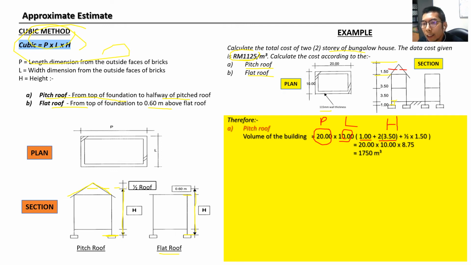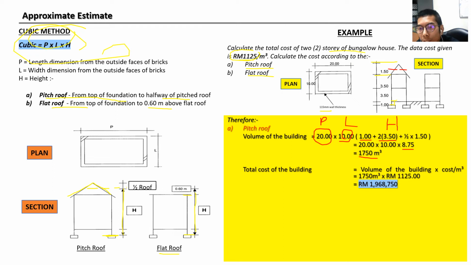So you will get 8.5 here. You apply this formula, 20 times 10 times 8.5, and you will get 1750 meter cube. So this is the volume of your building using pitch roof. After you obtain the volume of the building, you can calculate the total cost.